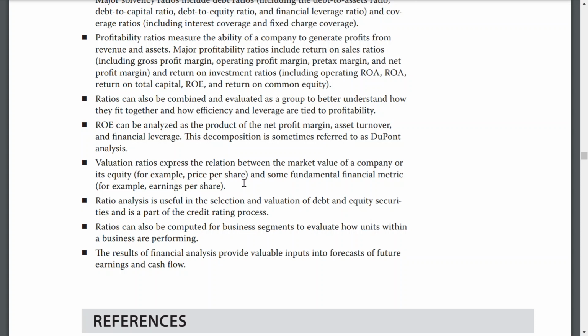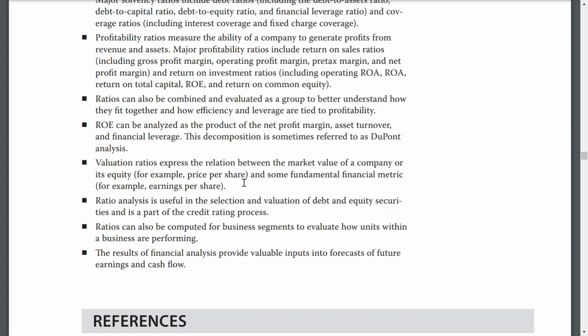Ratios can also be combined and evaluated as a group to better understand how they fit together and how efficiency and leverage are tied to profitability. ROE can be analyzed as a product of net profit margin, asset turnover, and financial leverage. The decomposition is sometimes referred to as DuPont analysis. Valuation ratios express the relation between the market value of a company or its equity, for example, price per share, and some fundamental financial metric, for example, earnings per share.